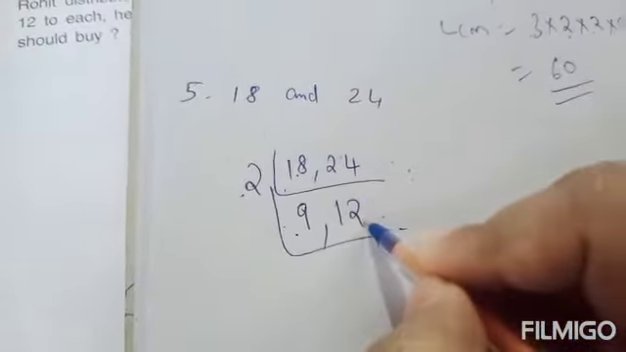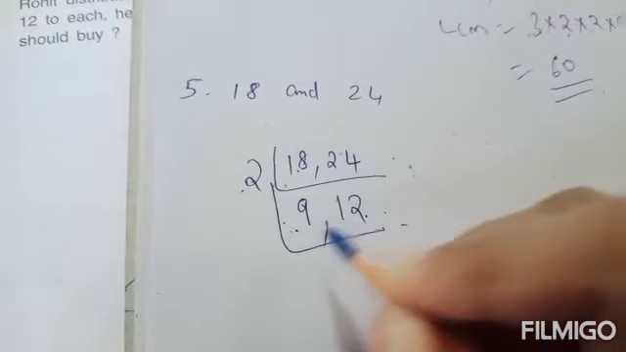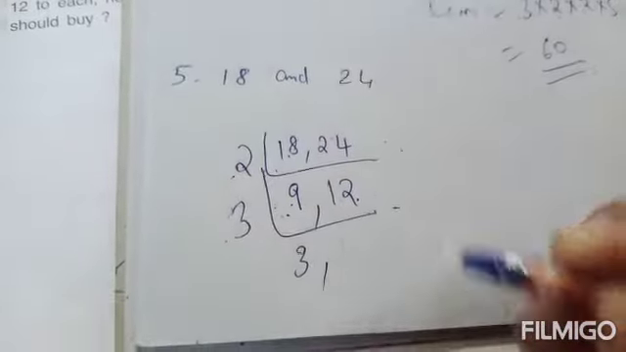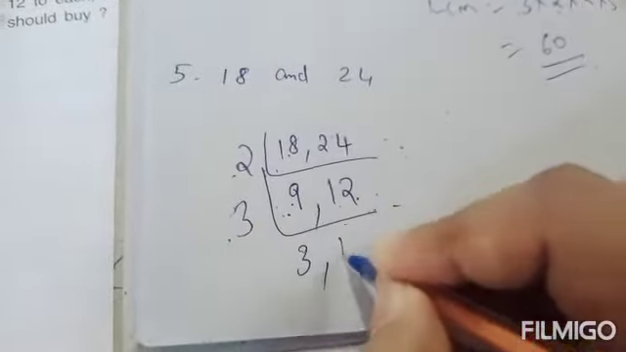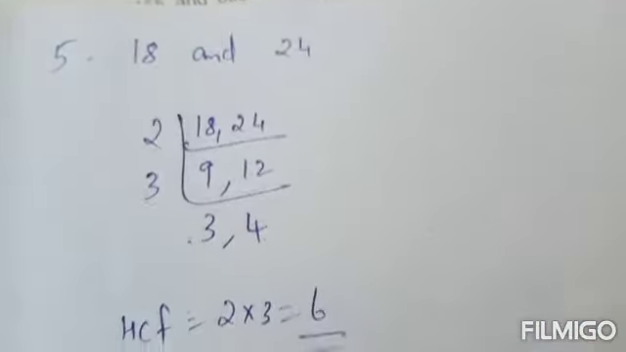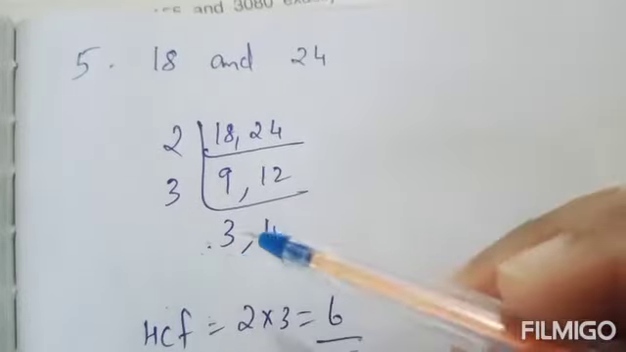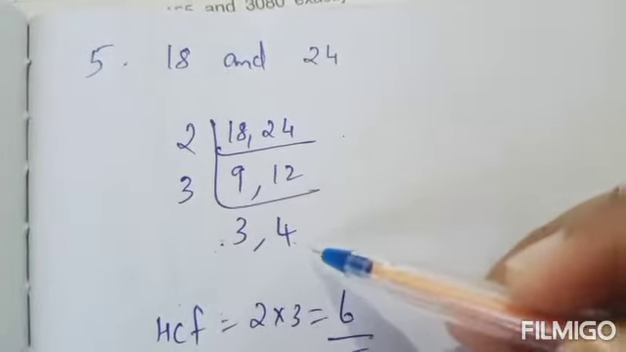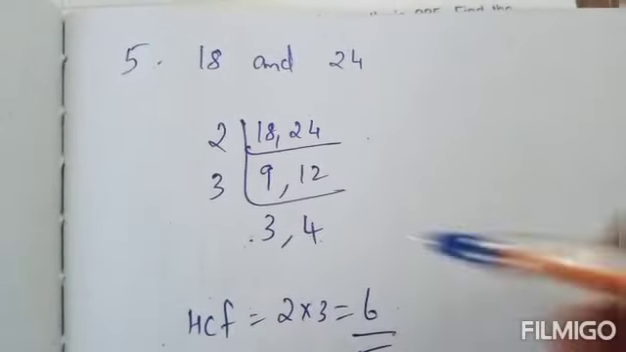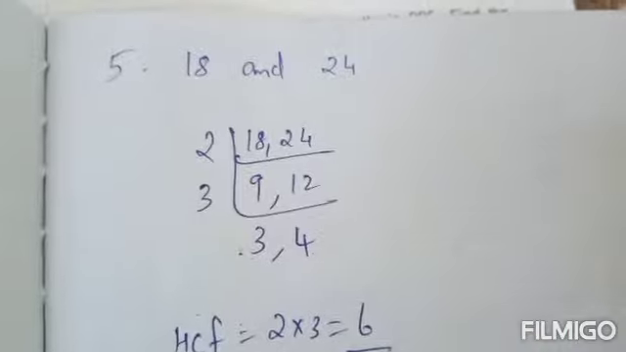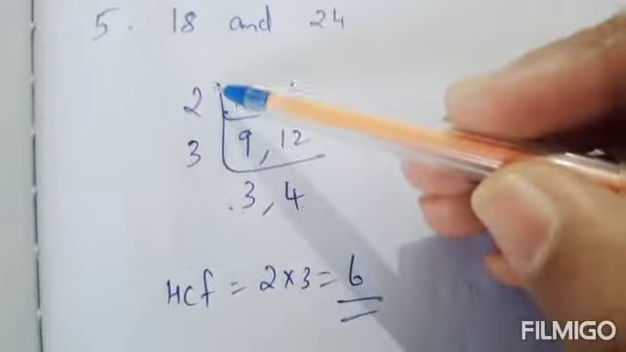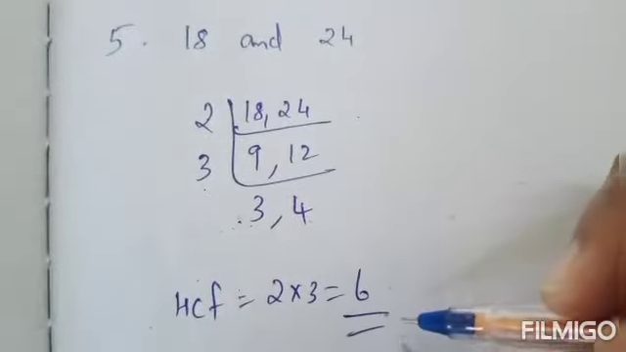Now 9 and 12, you can divide both these numbers by 3. So 9 divided by 3 is 3. 12 divided by 3 is 4. Now 3 and 4, you can't find a number with which 3 and 4 are divisible. Okay, so you can stop there. So the HCF will be 2 into 3, 6.